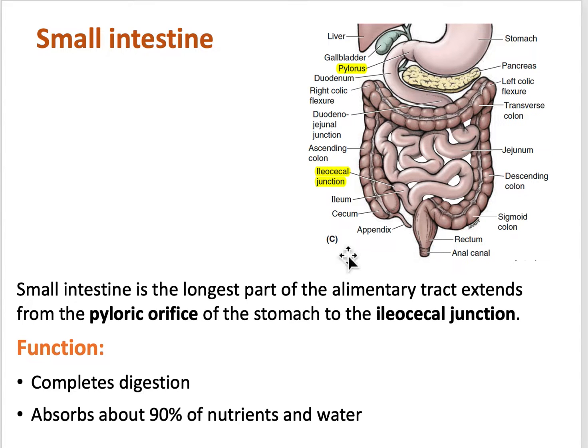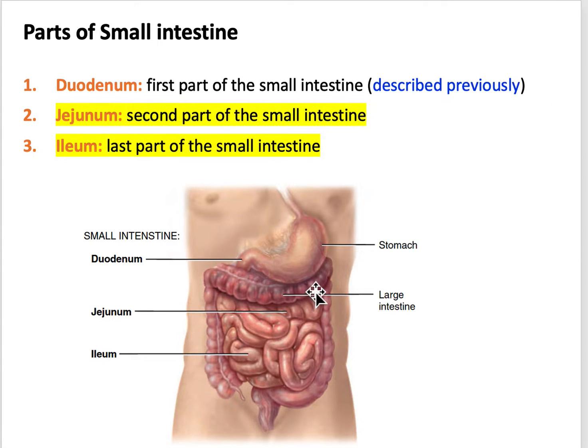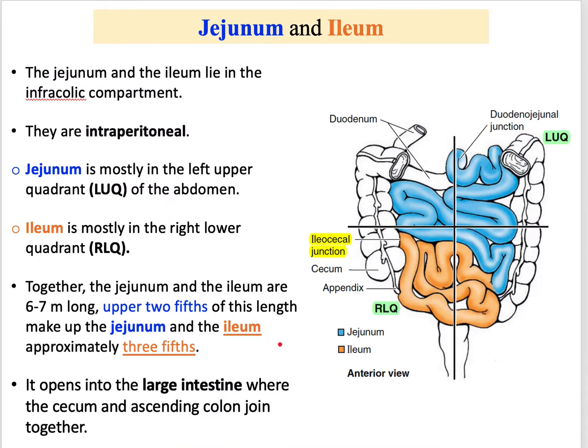Let us, guys, continue. So we mentioned that the small intestine has 3 parts: duodenum, now jejunum and ileum. Well, guys, you will estimate the location of the jejunum and ileum. So this is the duodenum, and this is the connection between the duodenum and jejunum, which is known as the duodenojejunal junction.